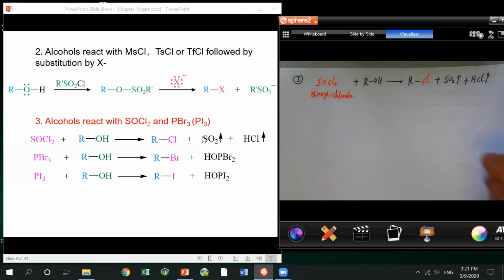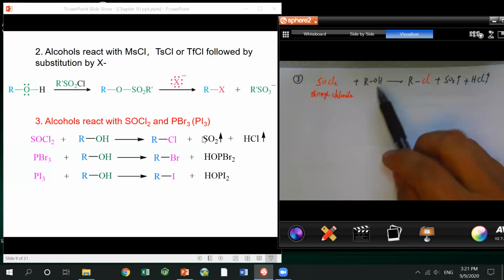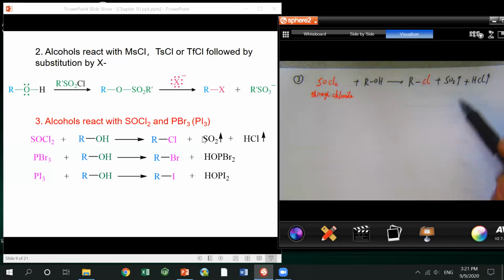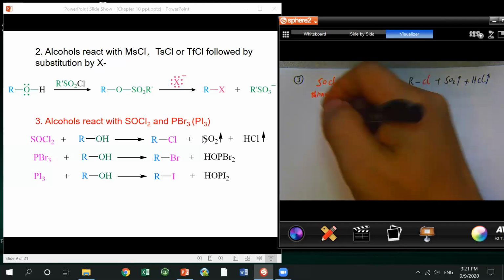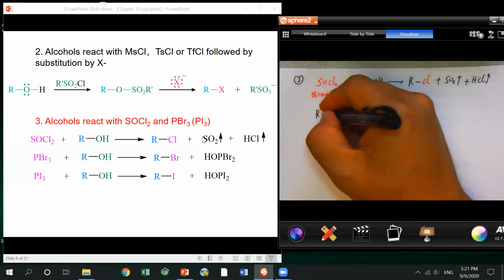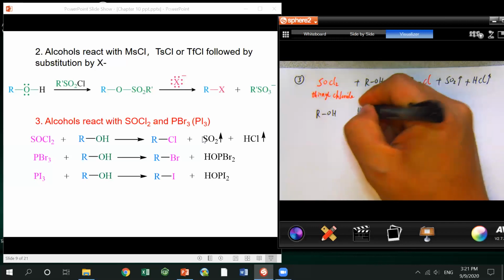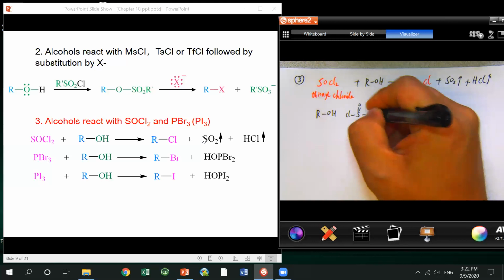So for this reaction, it is actually similar to tosylate and also mesylate. You convert an OH group to a leaving group, and then chloride comes in to do the replacement. So the mechanism is not required, but I can quickly draw it for you guys. Just keep in mind this mechanism is not required, but you can get a little bit of an idea.